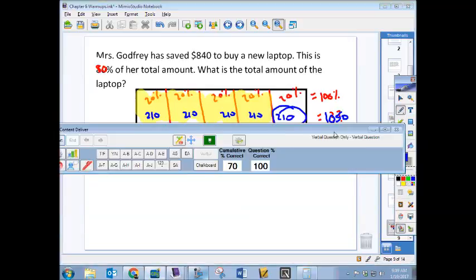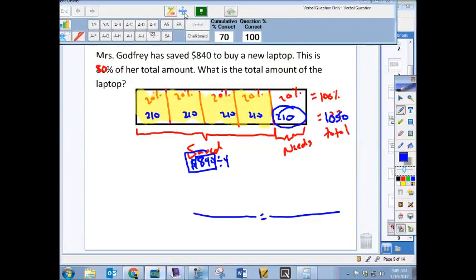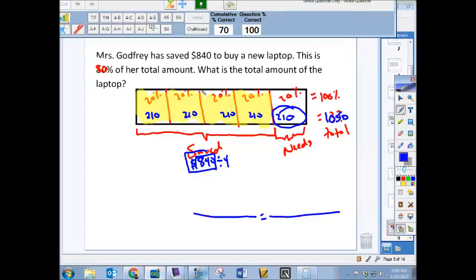Now, we should always check with a proportion. I hope you guys are doing this, because we're not going to do any of the proportions. This very same question, guys, could be a proportion, could be on the test, only not using a model. You guys all understand that, right? They're the same questions. It's still part to whole equals percent over 100.